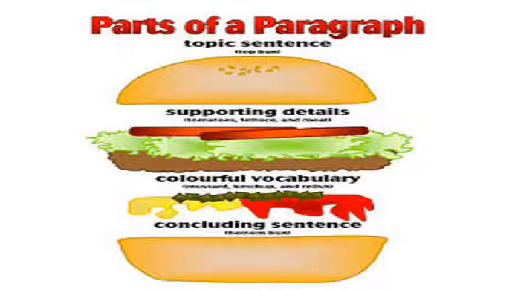We say that every paragraph should have parts: a topic sentence, supporting details, and a concluding sentence. In supporting details, we have to use colorful vocabulary. We have to use descriptive words to describe.